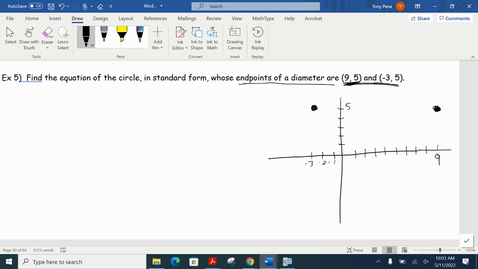Once we have those plotted, what I am telling you is those are the endpoints of your diameter. So some more vocab, stuff that we've been quizzing on for the last couple of weeks. So this is the diameter of your circle. So with that in mind, that should allow us to figure out a few things. The center and the radius should be able to get identified from that information.